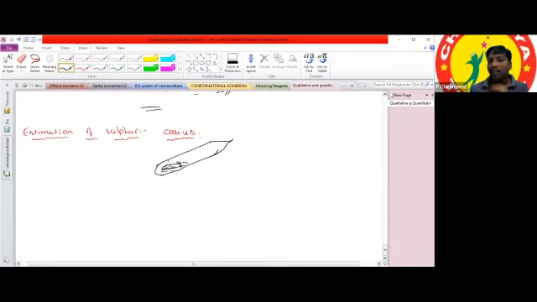Whenever you take concentrated nitric acid, if the organic compound contains sulfur, it oxidizes. If sulfur is there in the given organic compound, the concentrated nitric acid oxidizes the sulfur into sulfuric acid, H2SO4. So the sulfuric acid is formed.